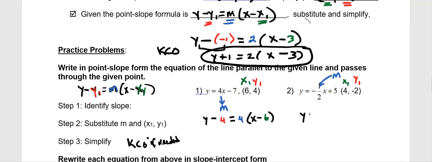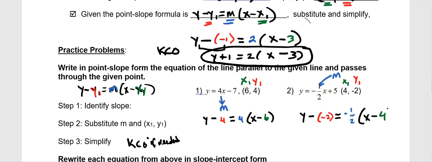We have y minus, minus a negative, so I'll put that in: minus negative 2. We'll take care of the simplifying as its own step, but you can do that along the way if you want. Equals, we have negative 1/2 as our slope, parentheses, x minus, and then our x1 value of 4.